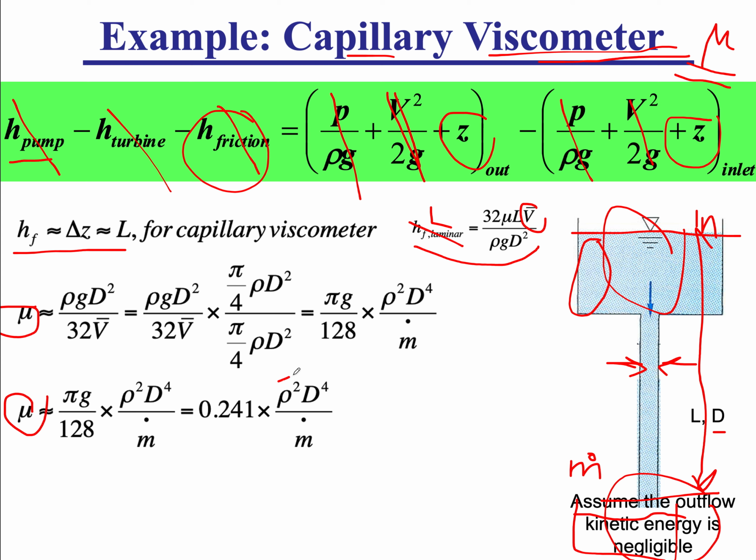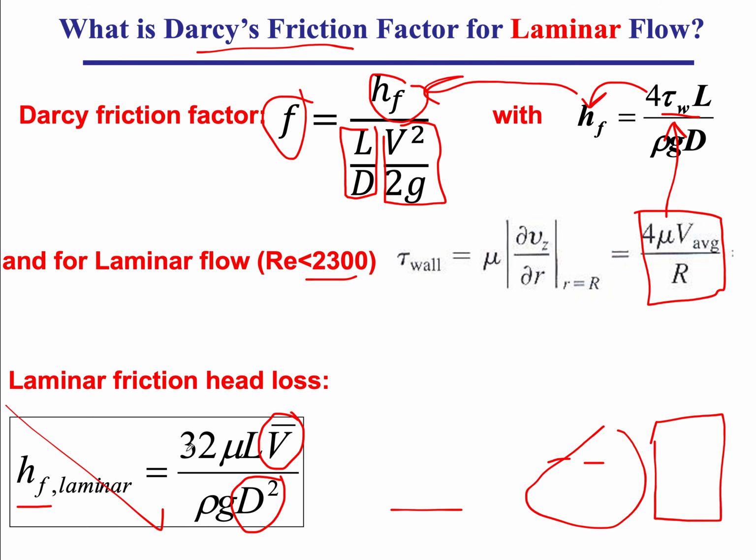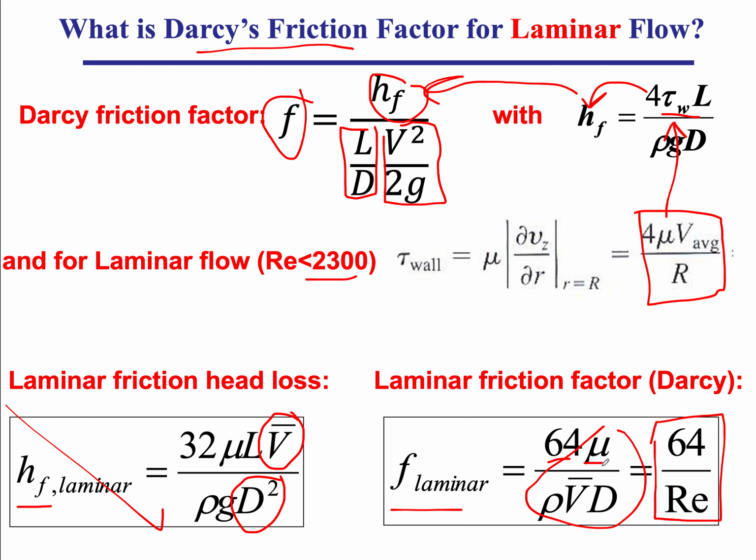Viscosity depends on the density, and on the diameter to the 4th. So you really need to be able to measure your diameter very accurately. A 10% error in diameter, just 10%, is going to give you more than 40% error in viscosity. So that's very important. And here is your m dot that you measure. So that's how a viscometer works, and it's a direct implementation or application of the laminar friction head loss.